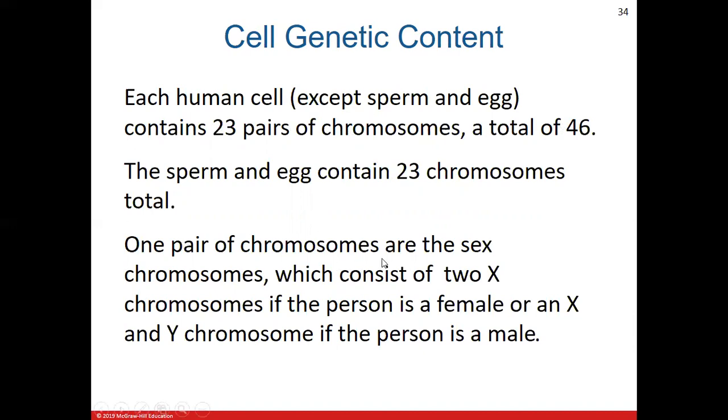Now, one pair of those chromosomes included in that 23 count are sex chromosomes, and if you have two X chromosomes as your sex chromosomes, then the person is a female. It's the Y chromosome that determines if the person is male, and so if you have an X and a Y, then you'll have a male individual.